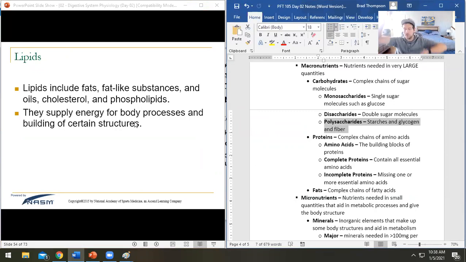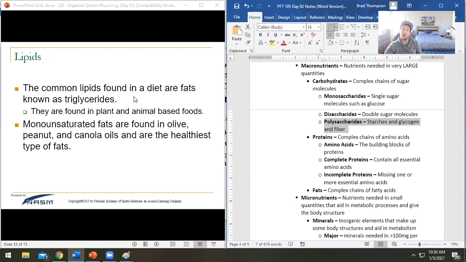So lipids, which is the scientific name for fats, right? Technically, fats are individual fatty acids. Lipids are when they're all held together, but your lipids are your fats, your fat-like substances, oils, cholesterol, phospholipids. All of those things are technically under the category of lipids. The most common one that we're going to talk about is your dietary fats. These are more commonly referred to as triglycerides. You've probably heard of triglycerides before if you talk about your cholesterol levels, right?